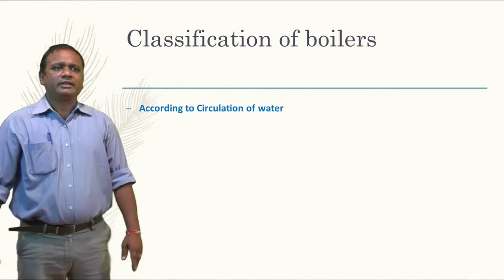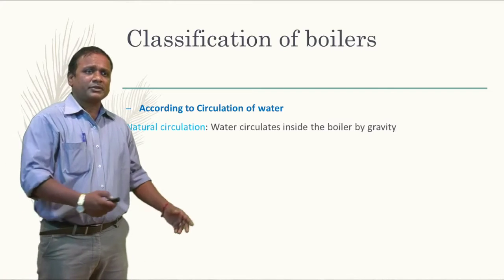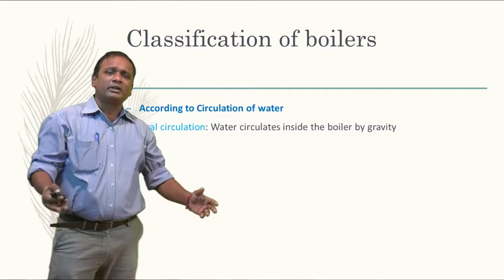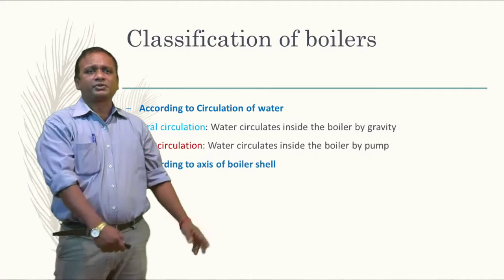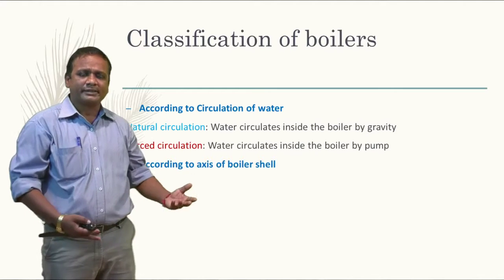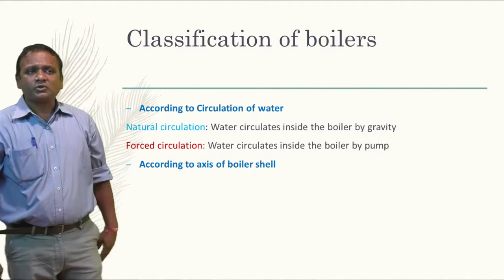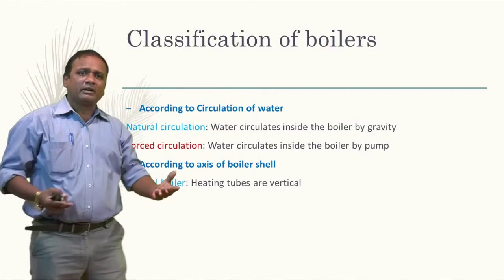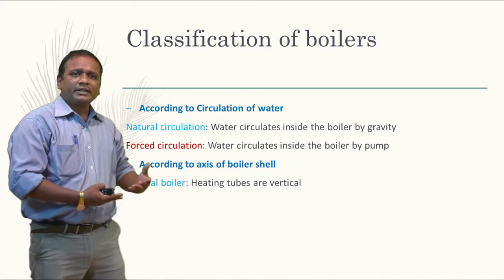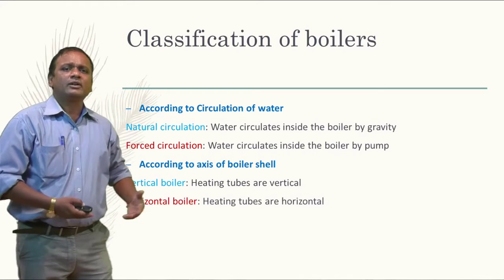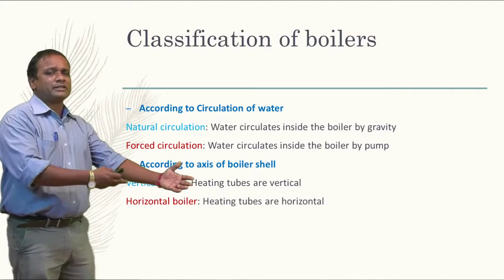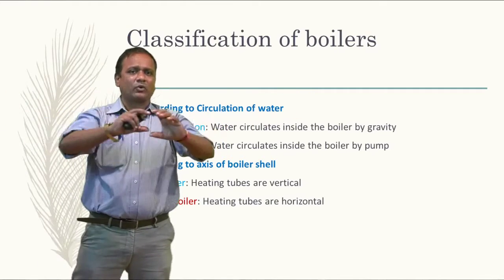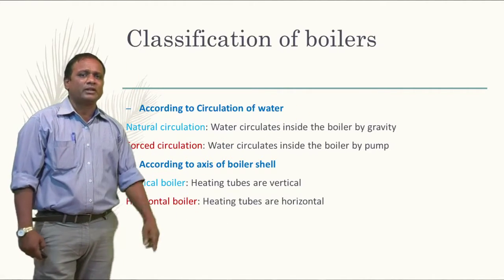Now, according to the circulation of water, one would be natural circulation, where the water circulates inside the tube or inside the boiler by gravity itself. The other one is forced circulation, where the circulation of water takes place by use of a pump. Another classification is according to the axis of the boiler shell. One is where the boiler shell is located vertically, so the heating tubes are vertical, and another is horizontal, with horizontal heating tubes. If the tubes are placed vertically, we call it a vertical boiler. If it is placed horizontally, we call it a horizontal boiler. It depends on the heating tubes.